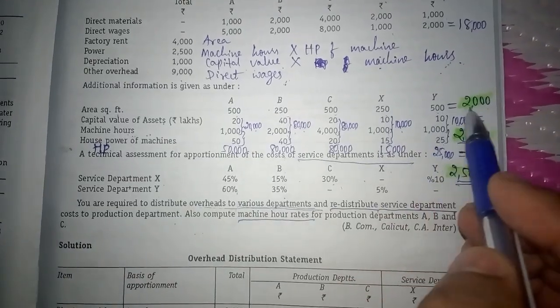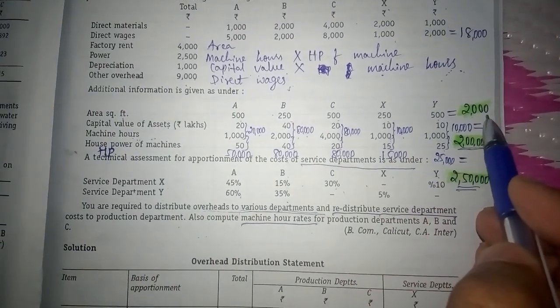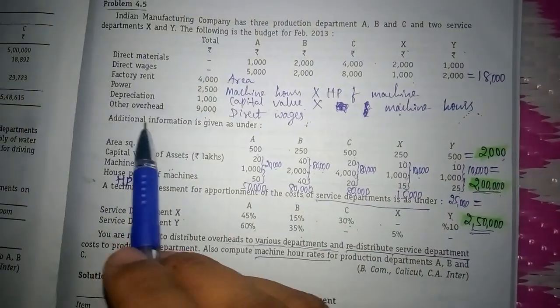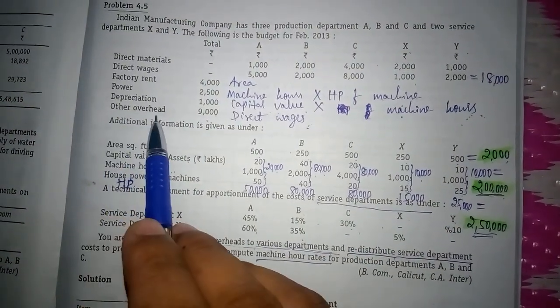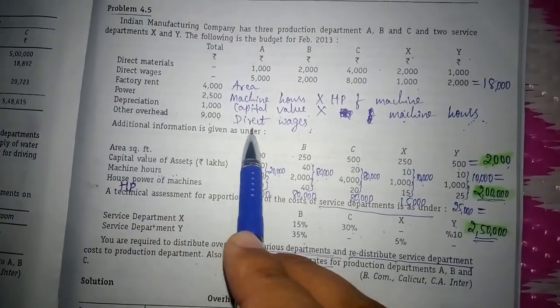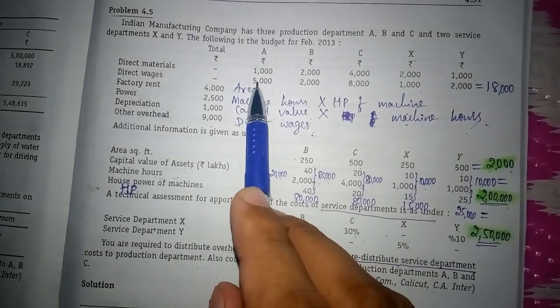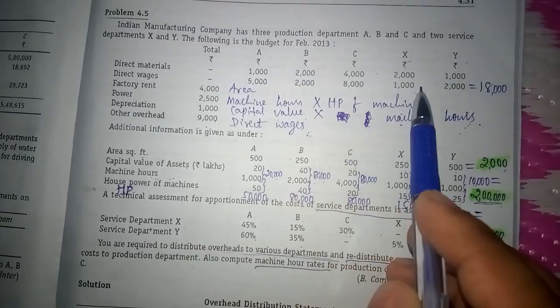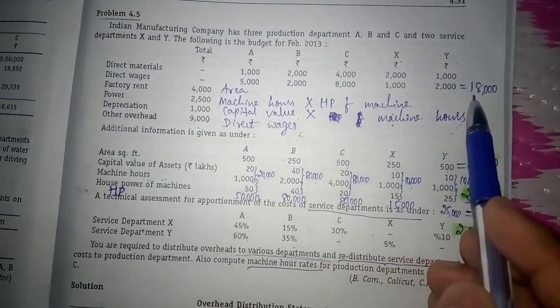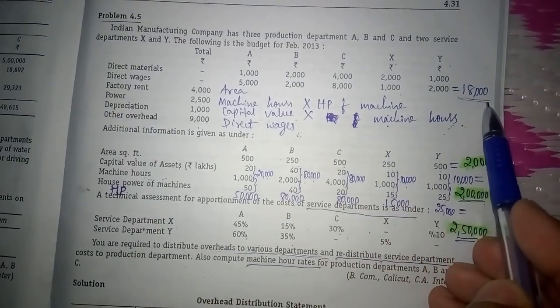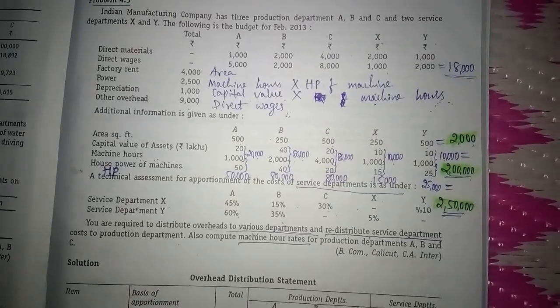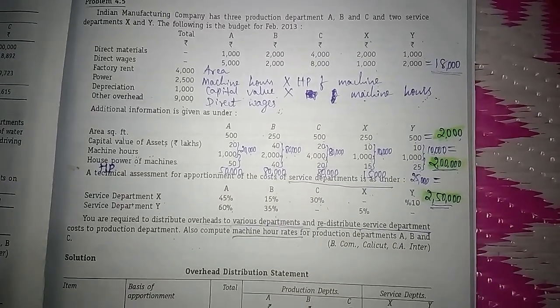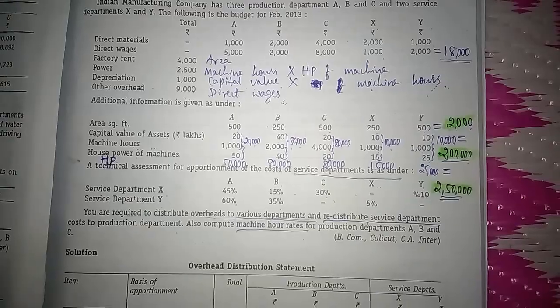If you make a total of area square feet, 500 plus 250 plus 500 plus 250 plus 500, it will be equal to 2000. So for the purpose of distribution of other overhead, we are supposed to make a total of direct wages. So direct wages total will be 5000 plus 2000 plus 8000 plus 1000 plus 2000, it will be equal to 18,000.